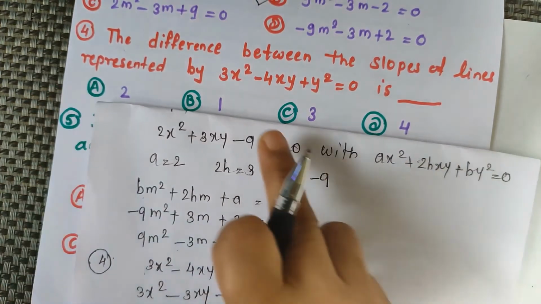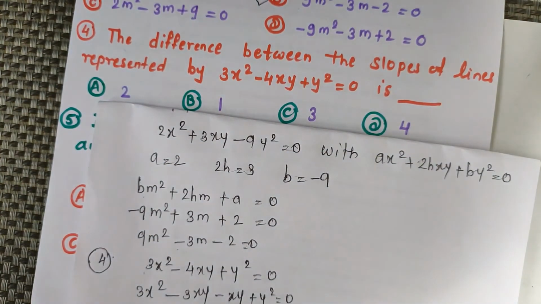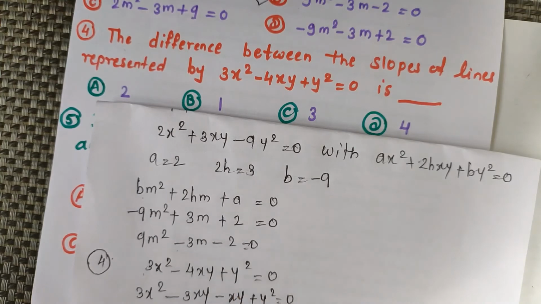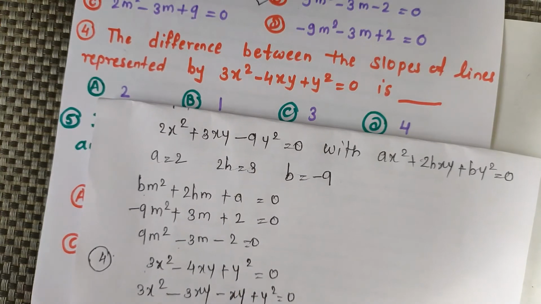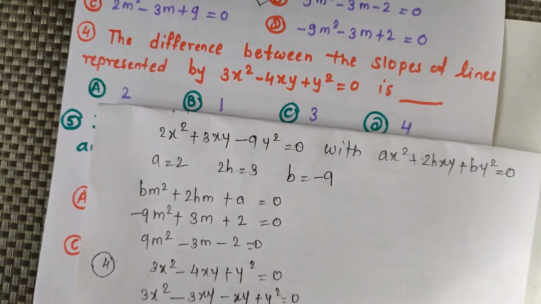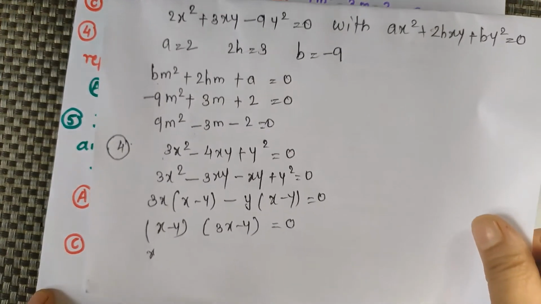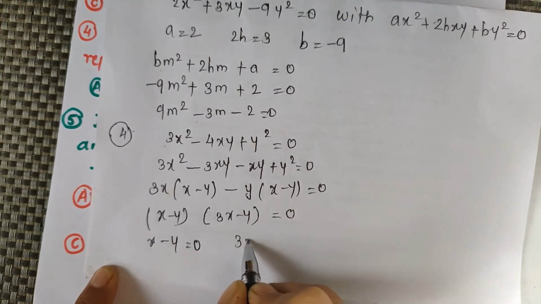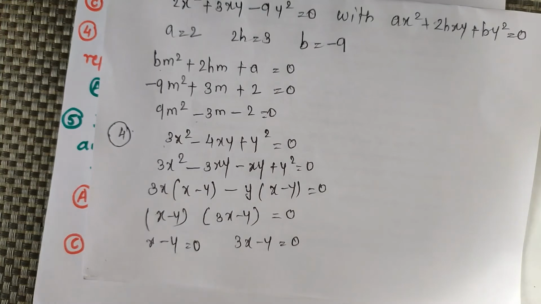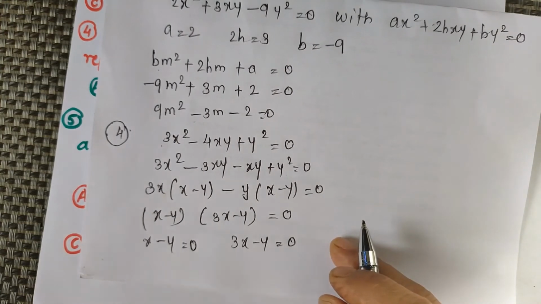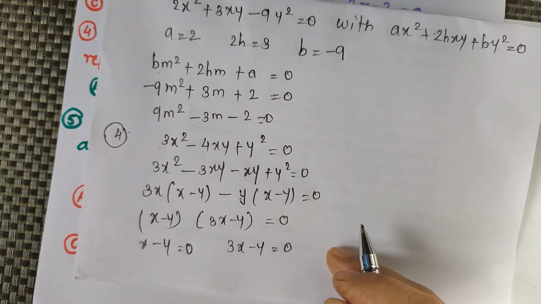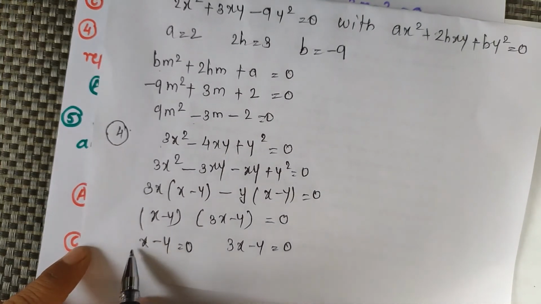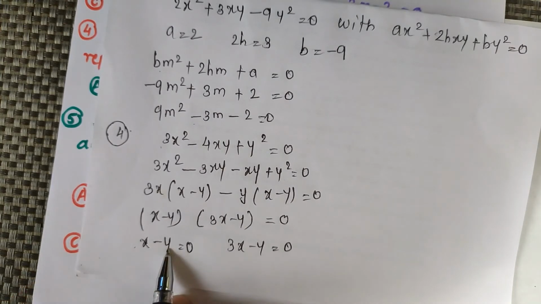Here we have to find the difference between the slopes of lines. Now the separate equations of the given equation are x minus y and 3x minus y is equal to 0. So the first equation is x minus y is equal to 0 and the second equation is 3x minus y is equal to 0. We know that the slope of a line is given by minus a upon b. So here a is 1 and b is minus 1 in the first equation of line.